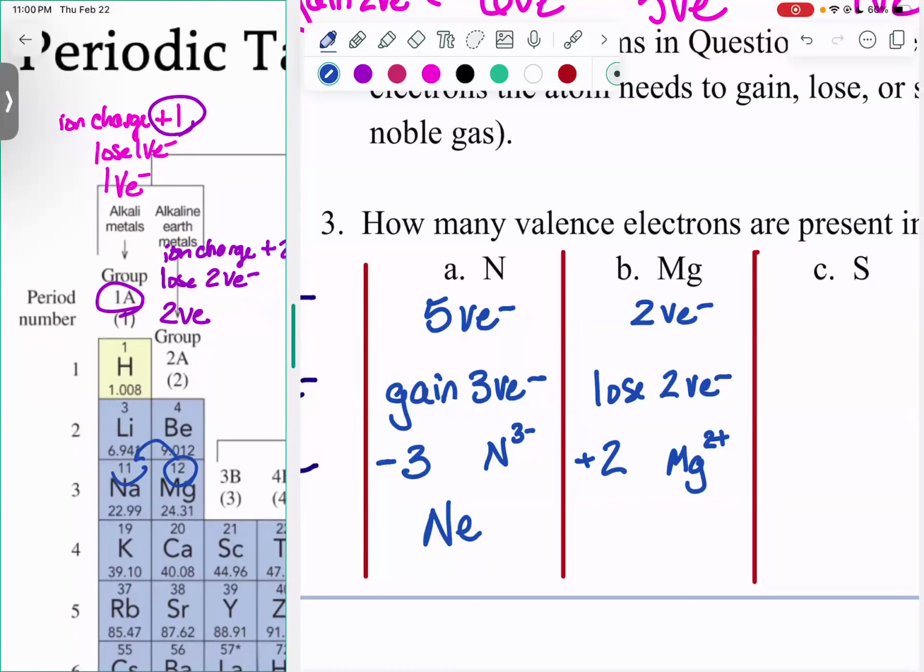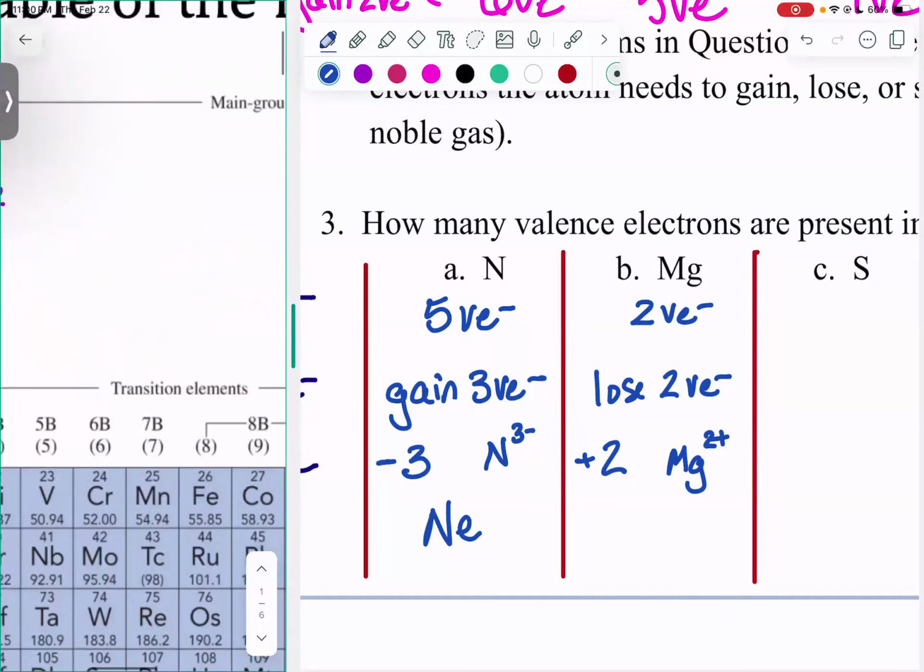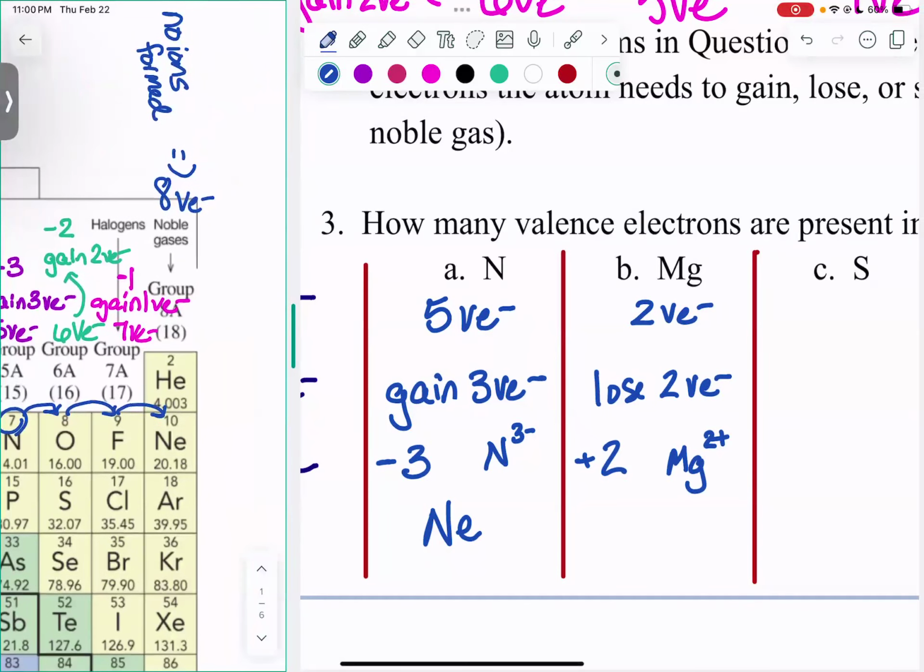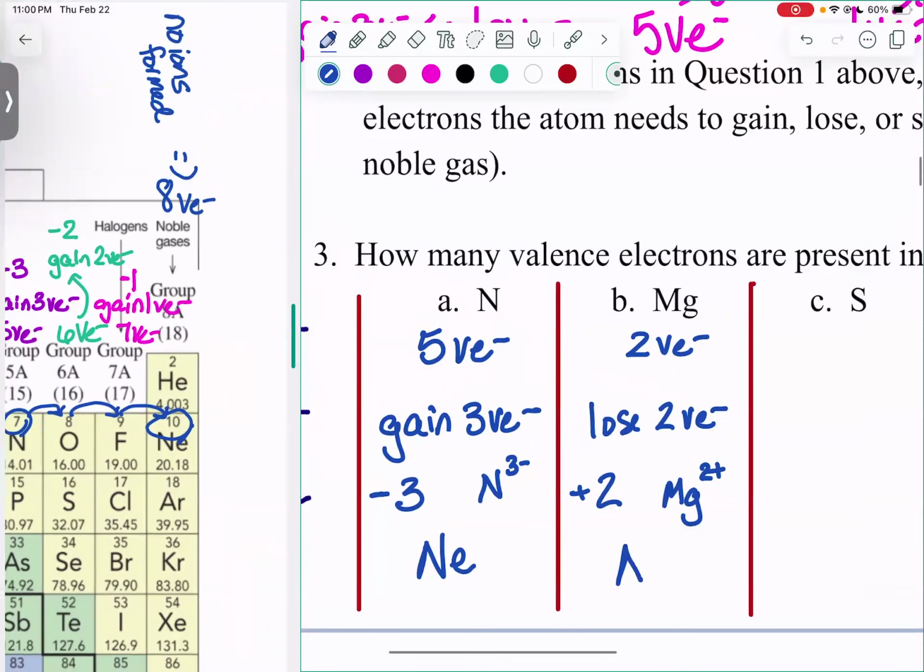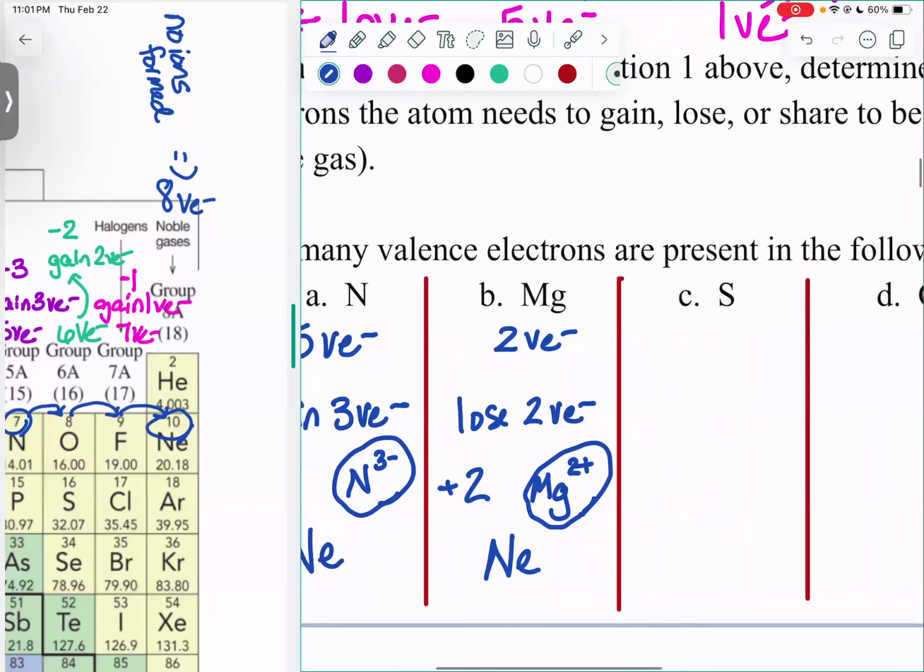So if I'm Mg and I'm going to lose 2 valence electrons, I'm going to start at 12. I'm going to lose 1, be it sodium. I'm going to lose another one, and I've got to go to the second period. See how I'm in the 3rd period? I've got to go all the way over here and end up at neon. So these 2 are isoelectronic to the same noble gas. N3- is isoelectronic to neon, and Mg2+ is isoelectronic to neon.